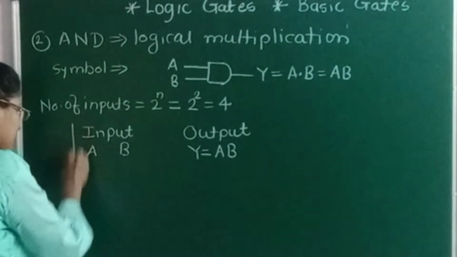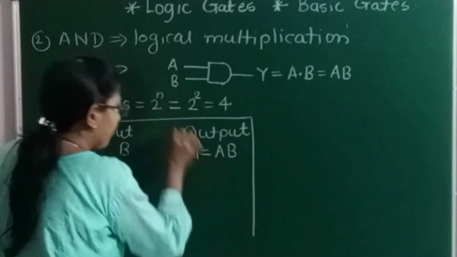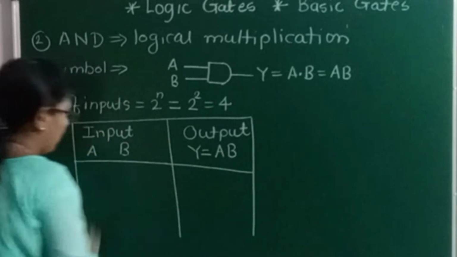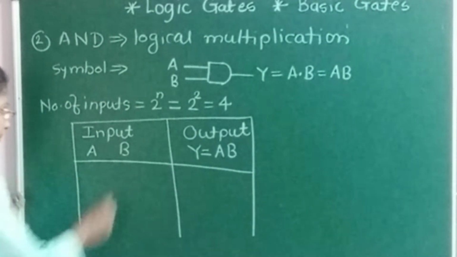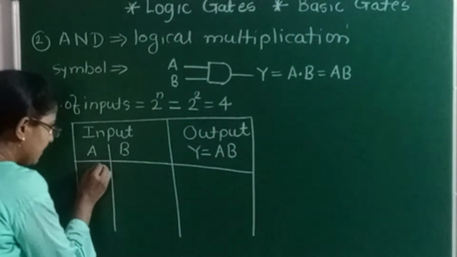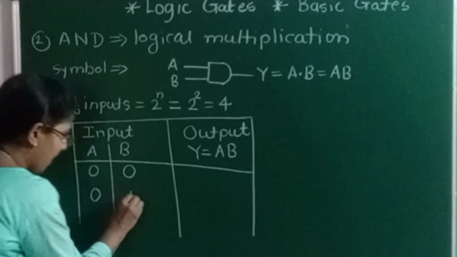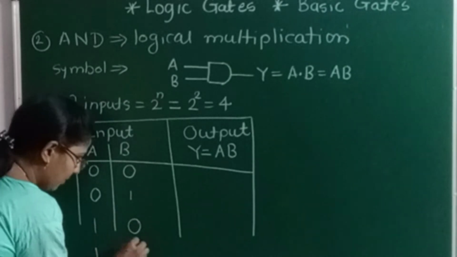Now the next thing is that I have to write all the input combinations for the AND gate. Okay. So 2 inputs are there, so 4 input combinations. First one is 0, 0. Next one is 0, 1. Then next 1, 0. And then 1, 1.